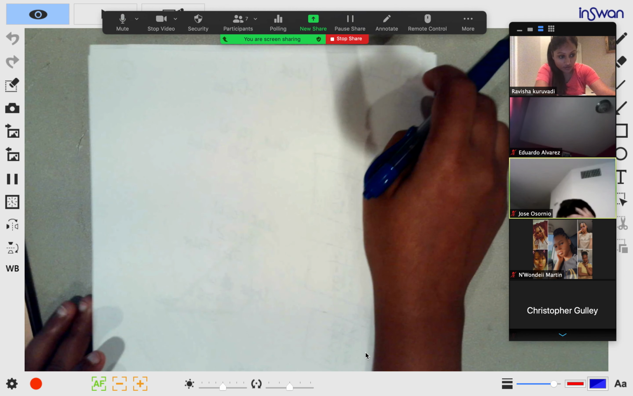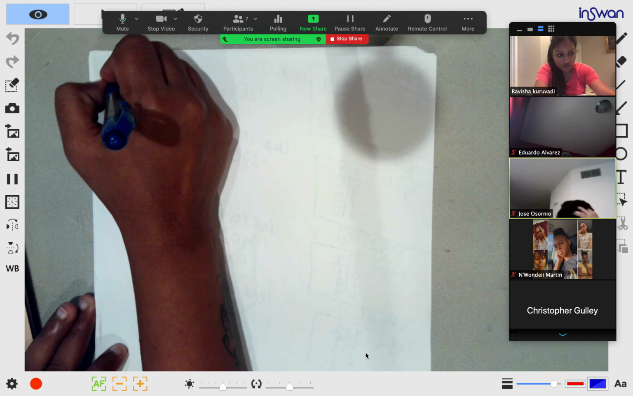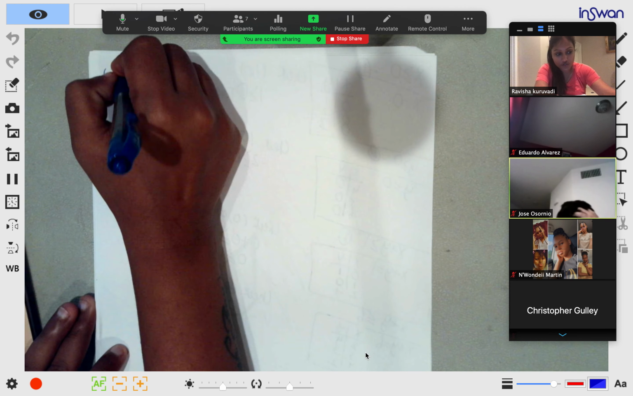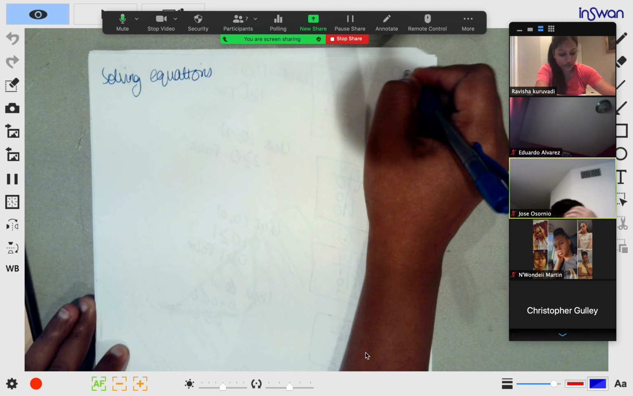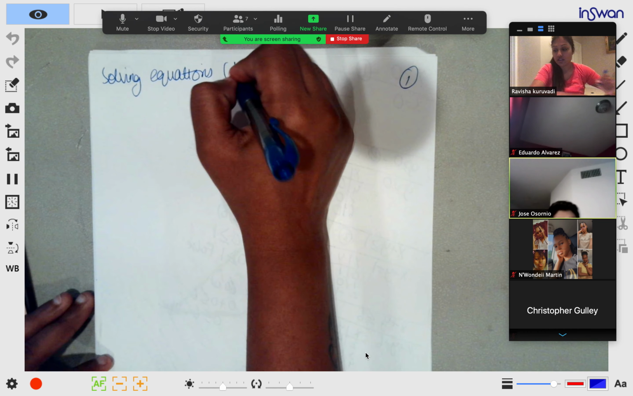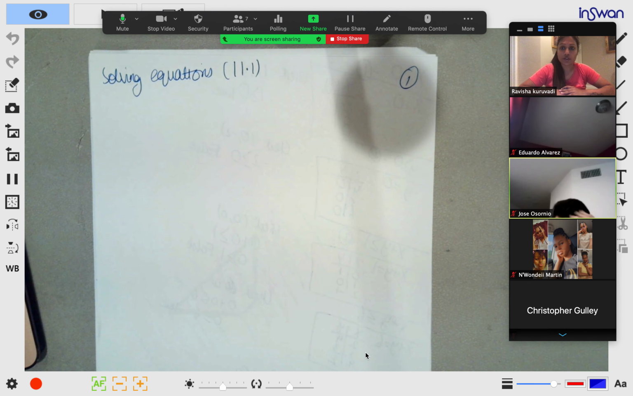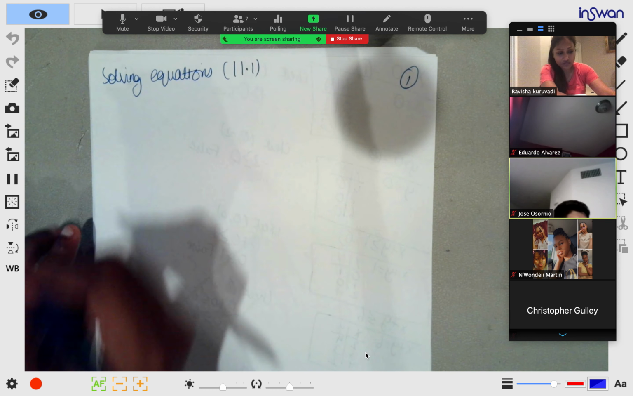Okay. So today we are doing solving equations. Basically we are doing 11.1, solving equations. You will be given two equations. Suppose you're given, it could be anything.